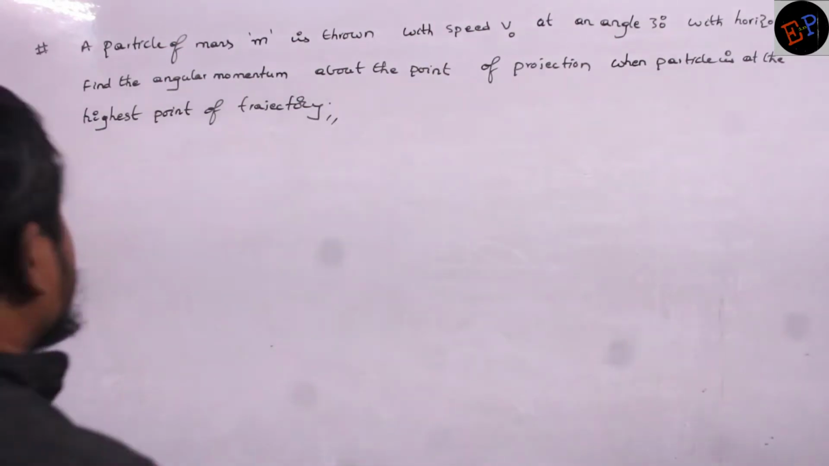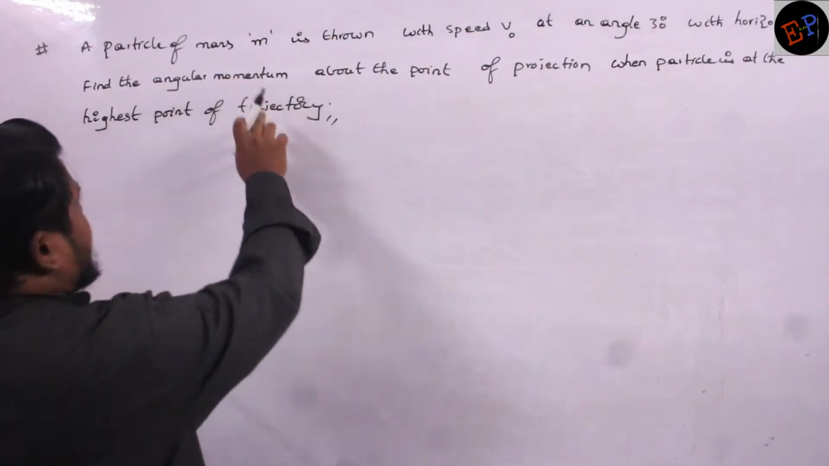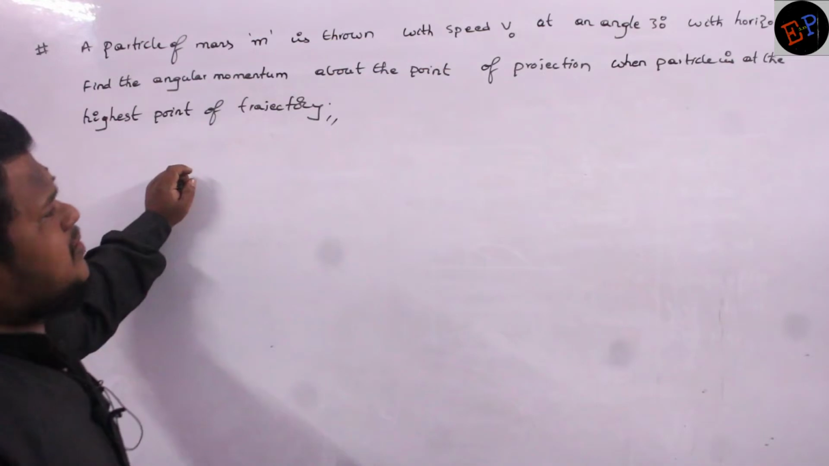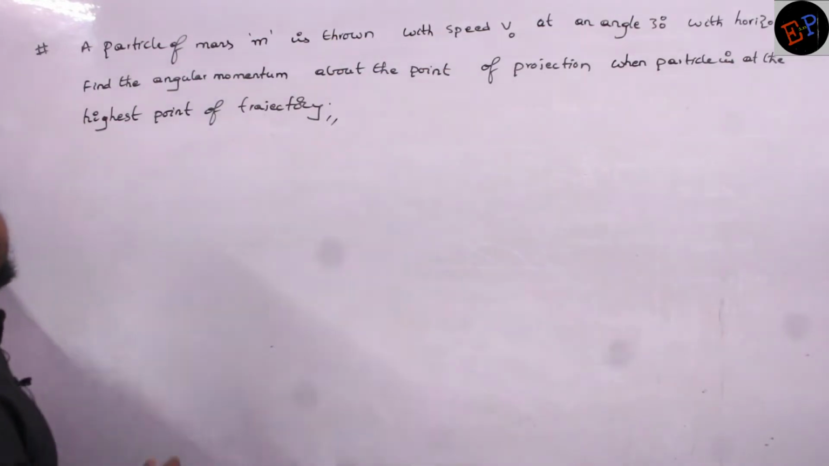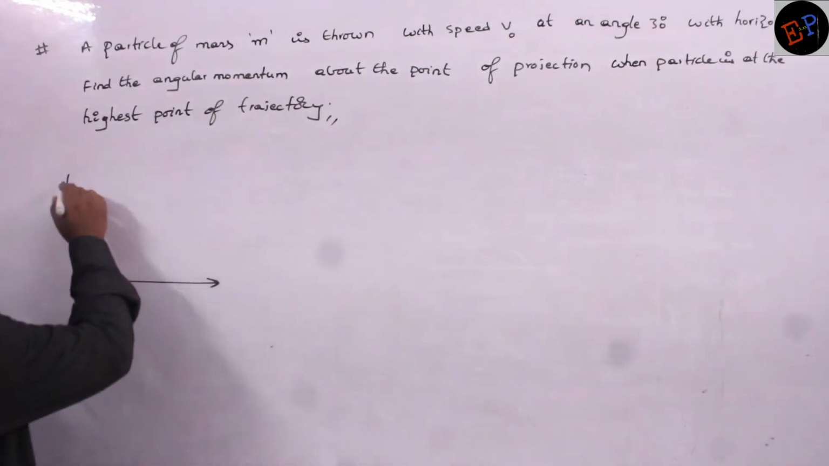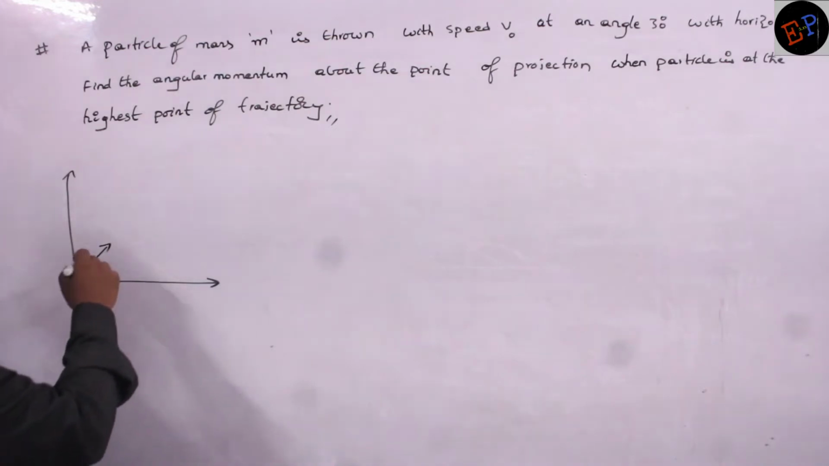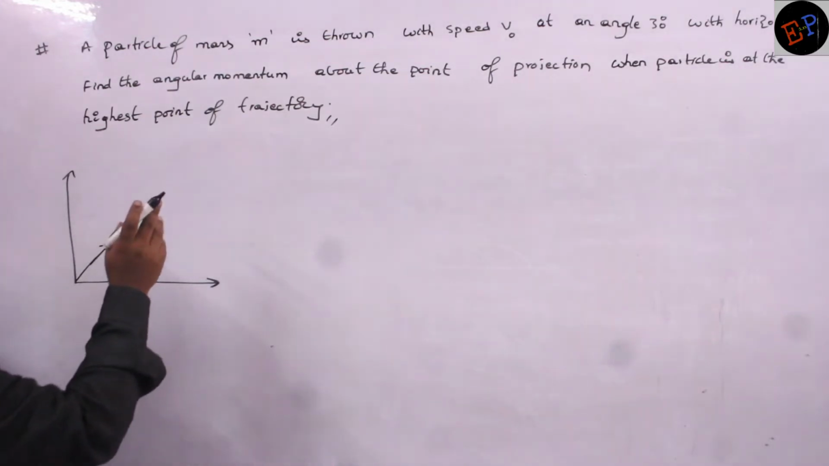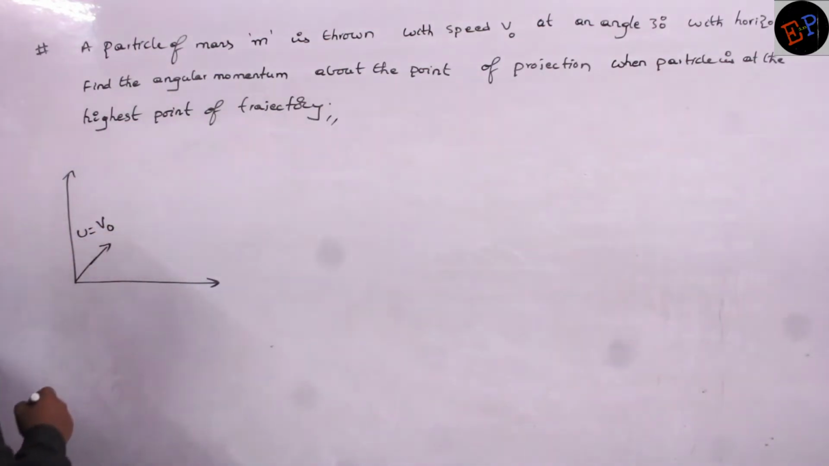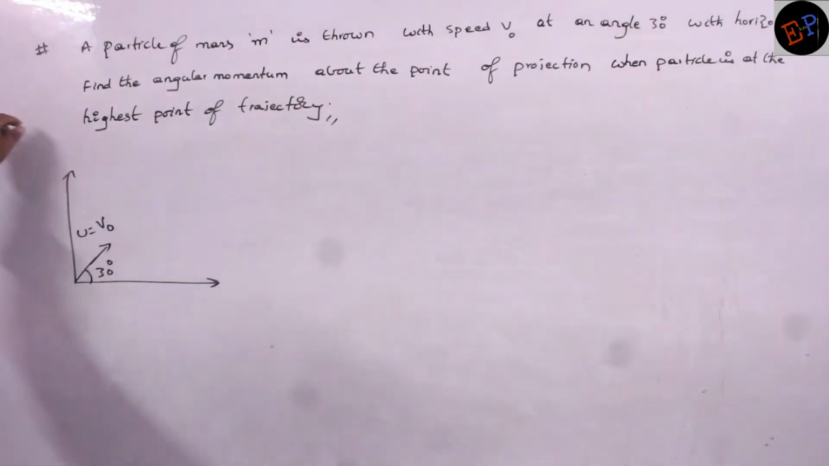Okay, so let us see this problem. A particle of mass m is thrown with a speed v naught at an angle of 30 degrees with the horizontal. It means the particle is thrown like this. That's what he is trying to say, no? The mass of the particle is m, and its initial velocity is v naught, at an angle of 30 degrees with respect to the positive x-axis.